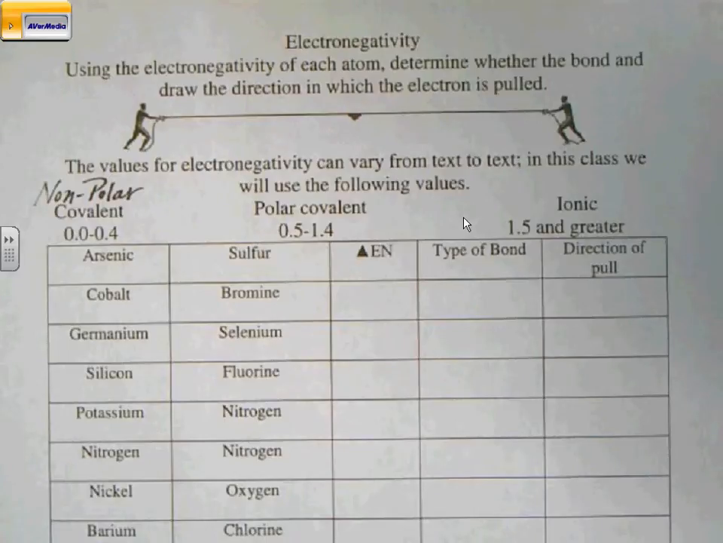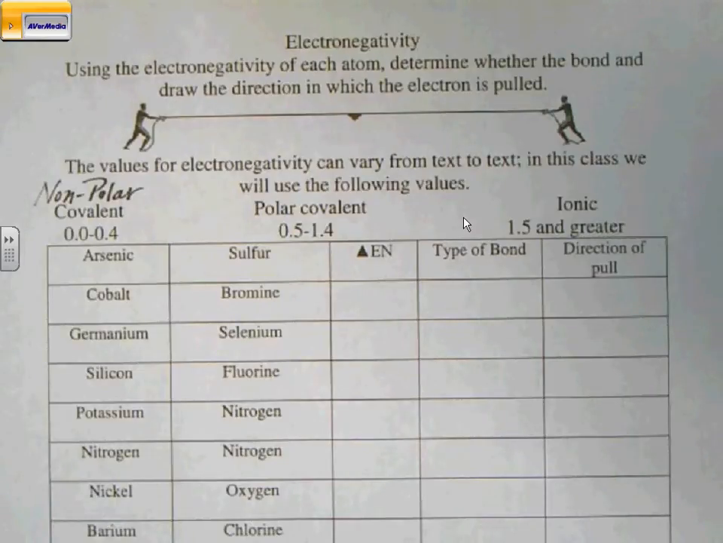And then the ionic, we're going to use the value 1.5 and greater. Some textbooks use 2.0, some use 1.8. So depending on the textbook that you use, you could just put the type of bond there is. And sometimes they're like 1.5, 1.4, and you say, well, it's kind of in between. Usually you can just pick one or the other and you'll be okay with it.